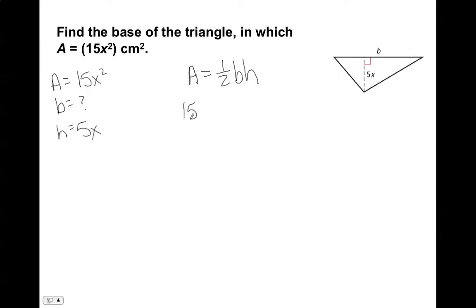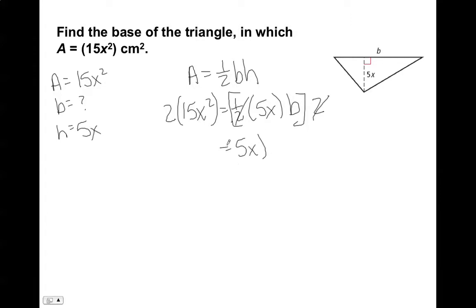So now we substitute in. Our height is 5x, and we're still trying to find the base. Let's get rid of that fraction. Remember, to get rid of the fraction, we can multiply both sides by the denominator. So that leaves us with 5x times b, and over here we now have 30x squared. To get b by himself, we divide both sides by 5x, which gives us 6x as the base. Don't forget to put your units of measure.